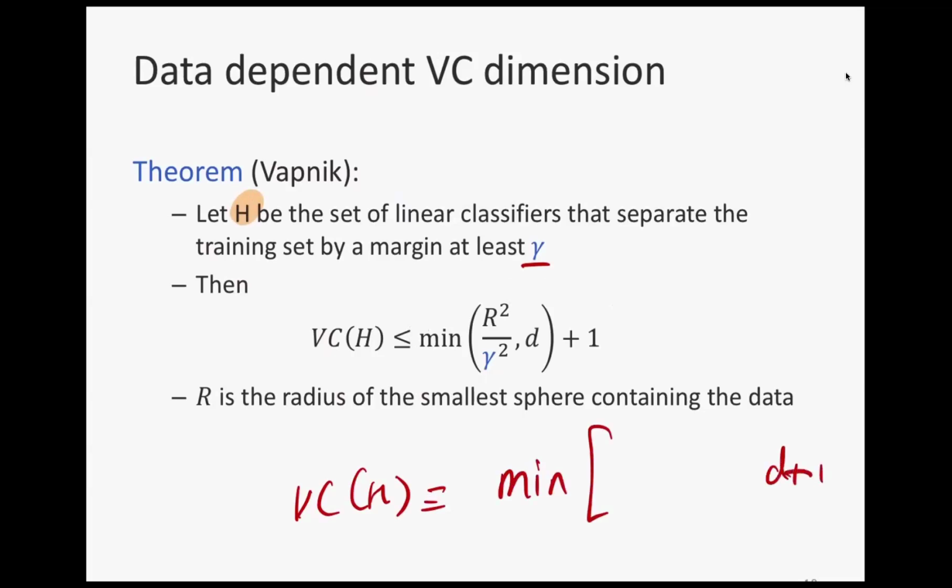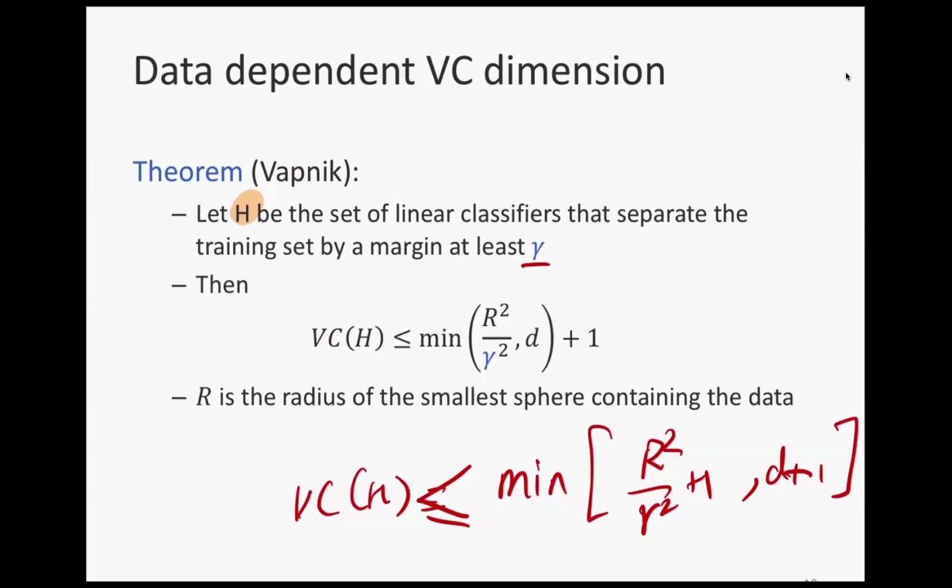D+1 and R square over gamma square plus 1. The VC dimension is going to be less than that quantity. It's going to be less than the minimum of 1 plus R square over gamma square or 1 plus D. Where R and gamma are exactly the same things that we saw in the perceptron case. R is simply the radius of the largest ball that contains all the data, and gamma is the margin of the data.